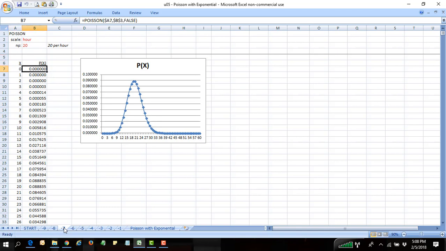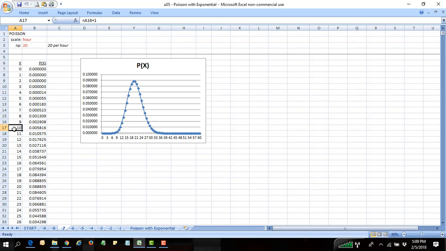So in these cells, I'm using the Poisson function in Excel, where the first parameter is the x value in column A, the second parameter is the NP, or the expected value, in column B3, and I'm putting false on this one because I'm not interested in the cumulative probability. I'm interested just in the probability of 0 arriving. So if I'm expecting 20 to arrive, what's the probability of 0 arriving?